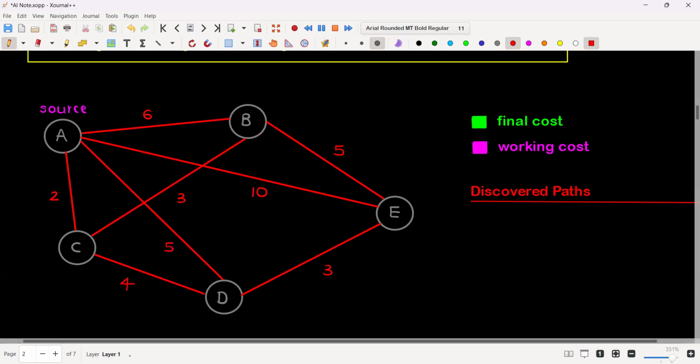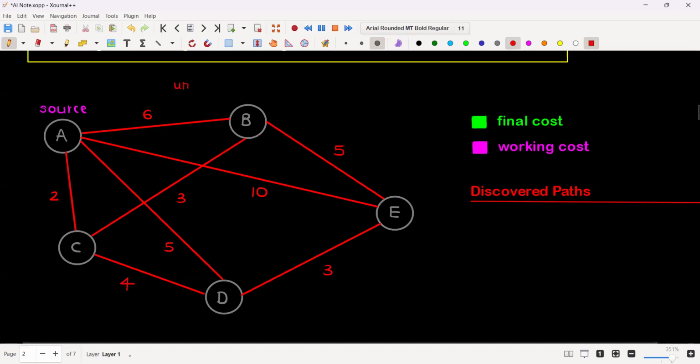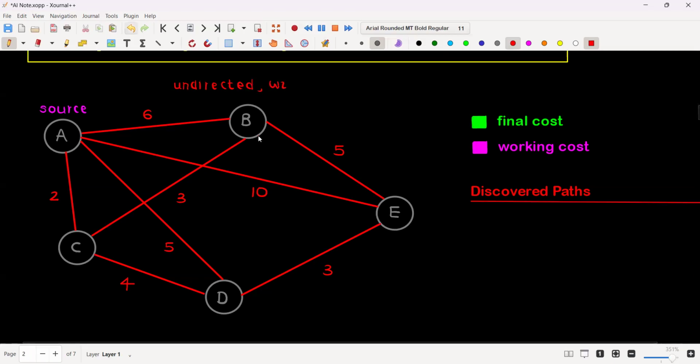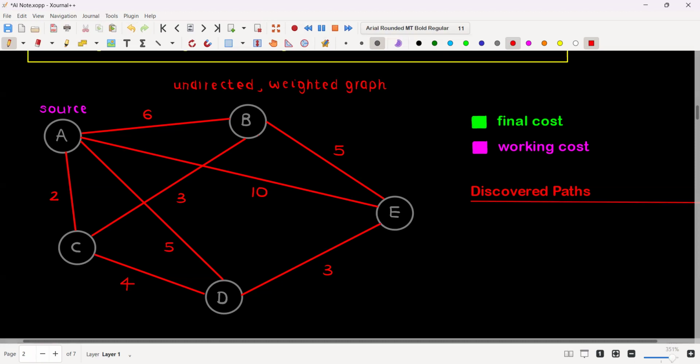Okay, so now every edge in this graph has a weight, which makes this a fully weighted graph, and no edges have directions. As a result, this is an undirected weighted graph. All right.